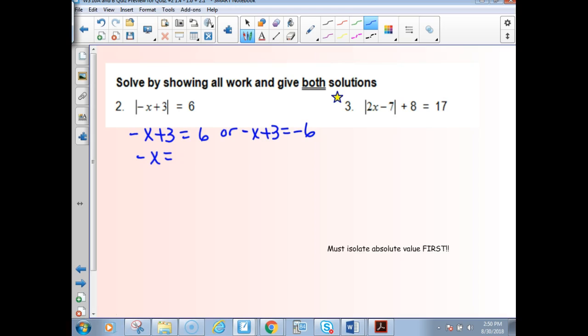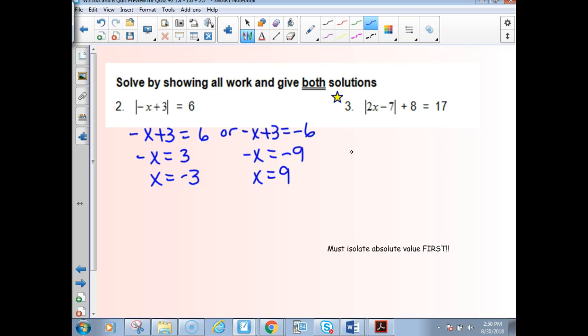Subtract 3 from both sides and change the sign, or divide by negative 1, multiply by negative 1, however you look at it. X is negative 3 is one of your solutions. Subtracting 3 on the other piece, negative x, or opposite of x equals negative 9. Change the signs, or divide by negative 1 gives you positive 9. So you have 2 solutions, negative 3 and 9.